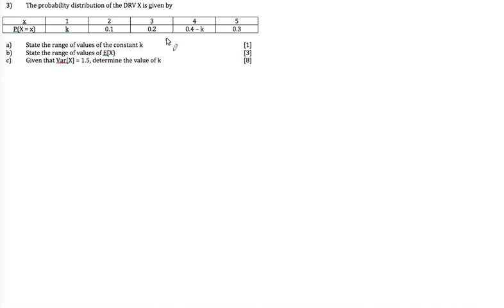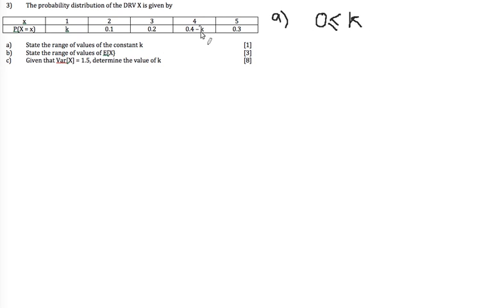Well, for this we need to really go back to our original definition of probability. We know that any probability must be between 0 and 1. It can't be negative and it can't be greater than 1 because 1 is certain and 0 is impossible. Okay, so that means the smallest possible value here is that k must be at the very least equal to 0. So 0 is less than or equal to k.